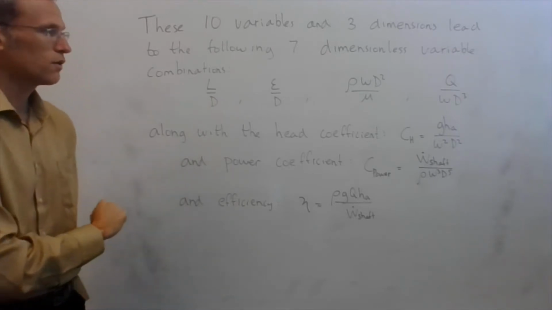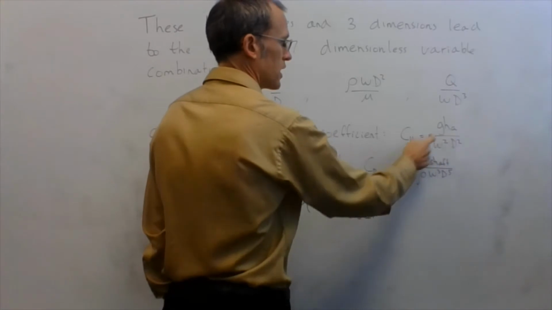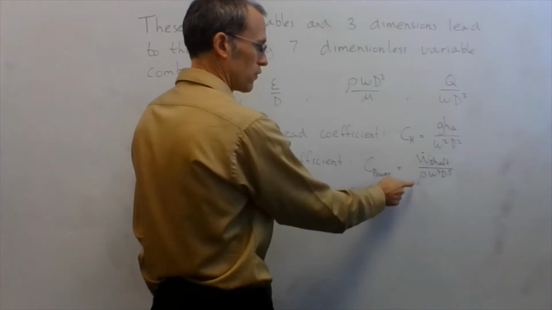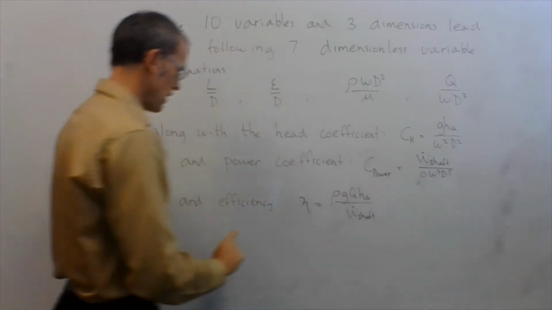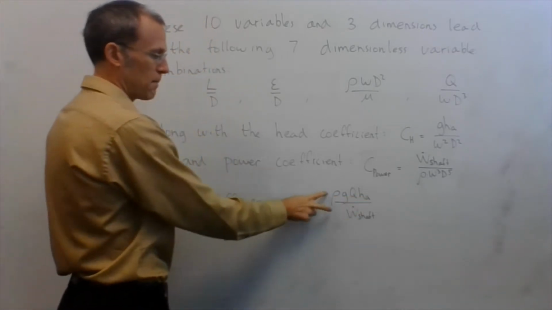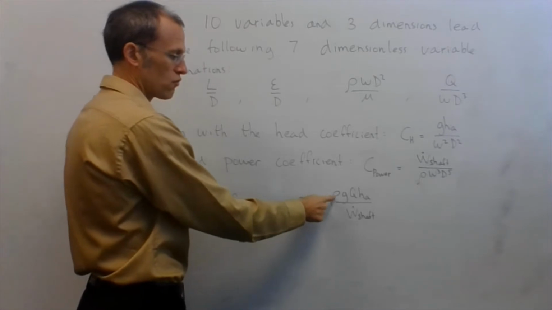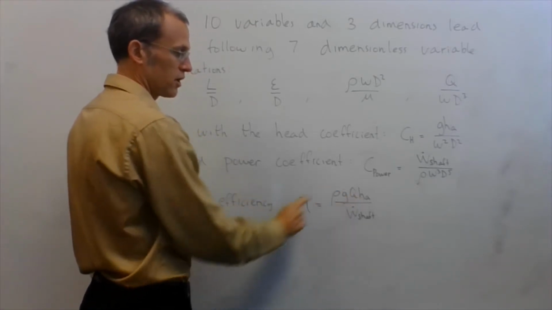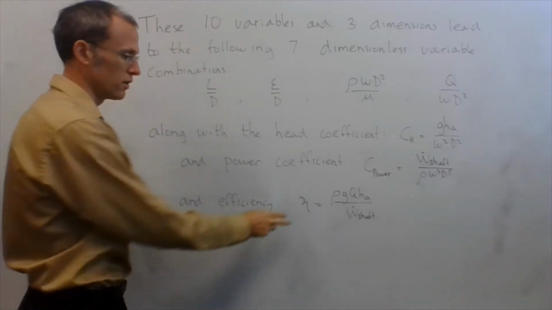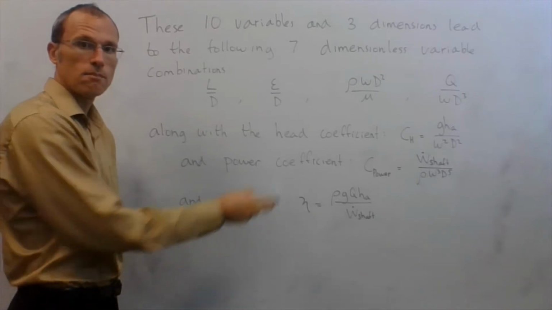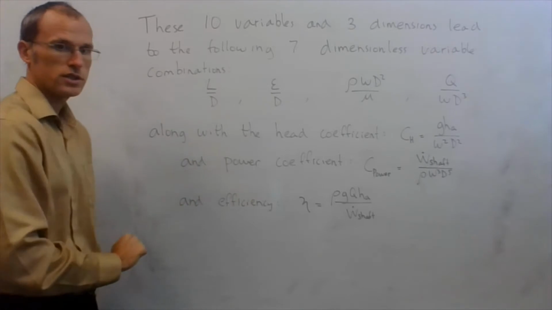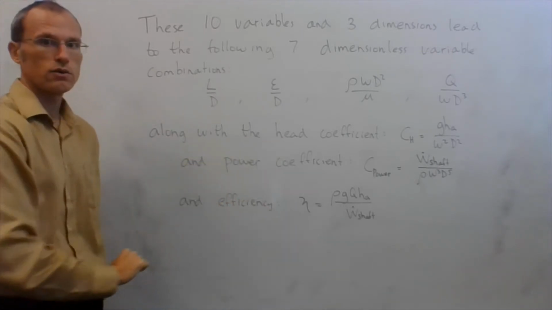Along with the head coefficient, C_H, is g times h_A over omega squared D squared. The power coefficient, C_power, is W dot shaft over density, omega cubed D to the 5th. And efficiency, eta, is rho g Q h_A divided by W dot shaft. So again, power coming out, or power transferred to my fluid, rho g Q h_A, that's the same thing as gamma Q H. You might remember that as the power transferred to the fluid. And W dot shaft, power input. So efficiency as usual, power out divided by power in. So again, those are 3 things I cared about: head, power, and efficiency. So those are going to be how I calculate those guys.